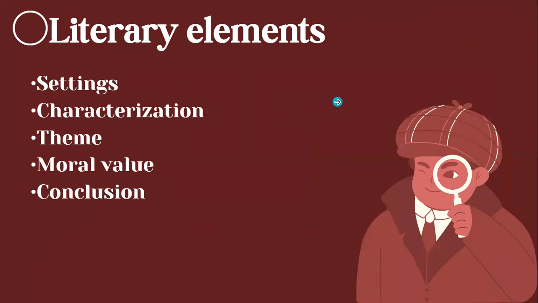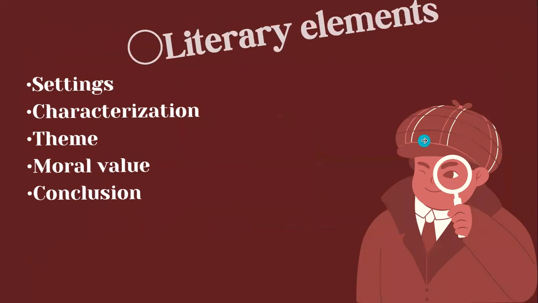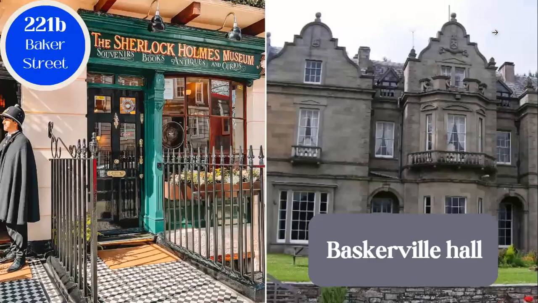Now let's start with the literary elements. In the literary elements, there will be settings, characterization, theme, moral value, and conclusion. The settings. The most frequent place in the story is Baker Street, since it is the place where Sherlock Holmes and Dr. Watson lounge and try to solve a case together.